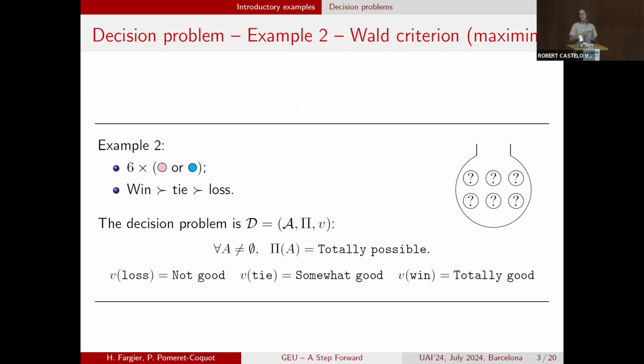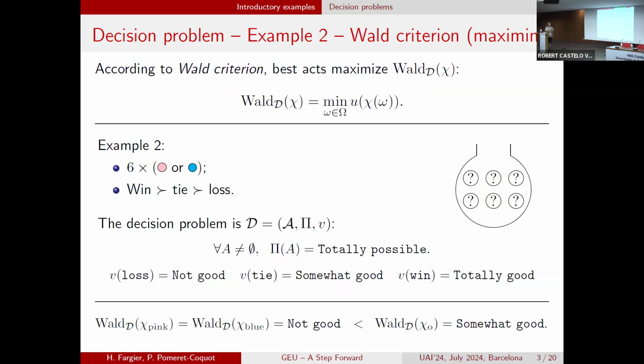Now consider the second example, in which we have much less knowledge. We only know that the possible colors are either pink or blue, but we don't know much. That's what we call total ignorance, because in fact, every outcome is equally and totally possible. Here we cannot apply expected utility without further assumption, but we can apply other criteria, like for example the Wald criterion or maximin or robust criterion, which are meant to consider the worst-case utility. According to this criterion, Chi pink and Chi blue are ranked worse than Chi O.